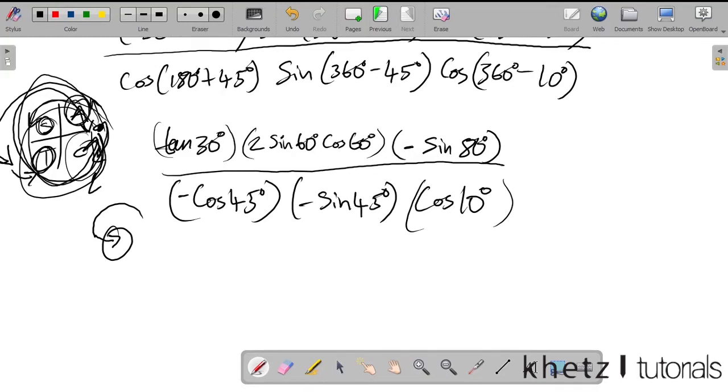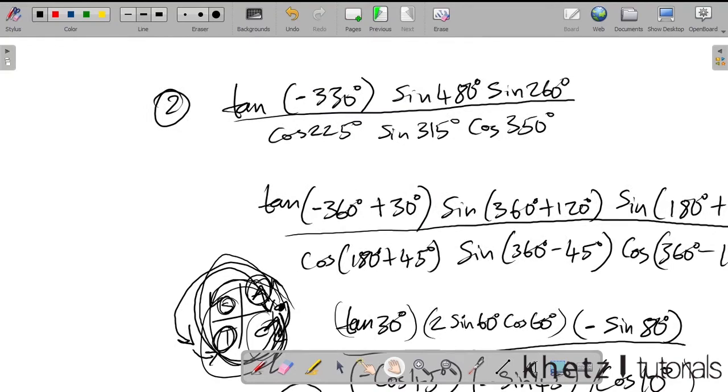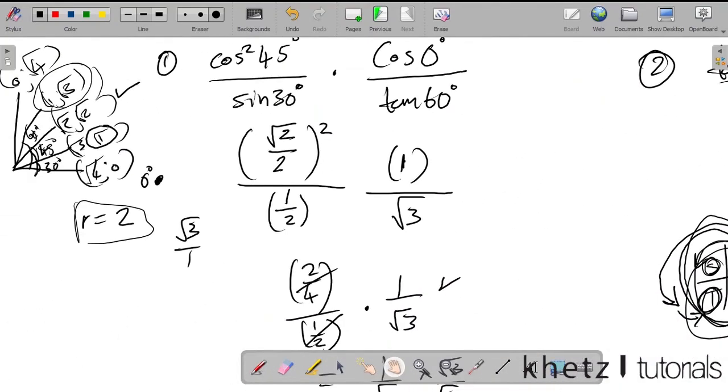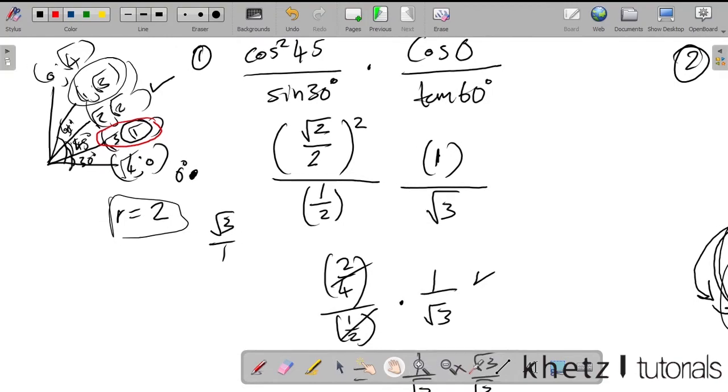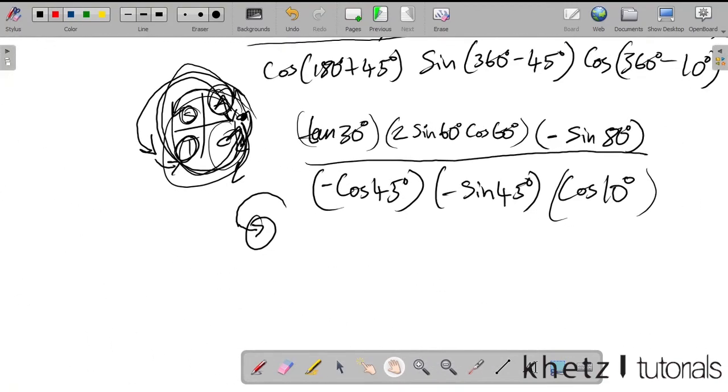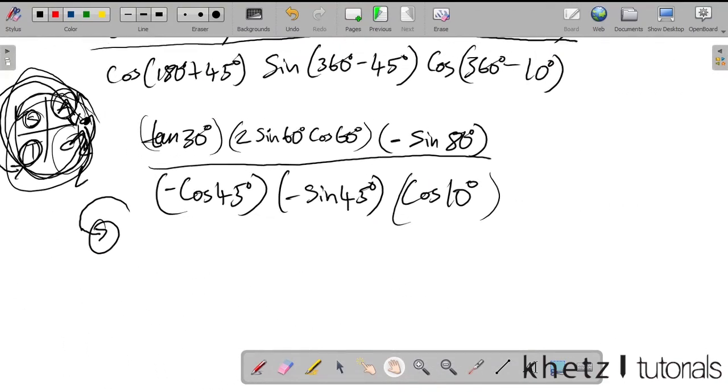So tan of 30 degrees, if you come back to your diagram, which I drew in the previous question, tan of 30 degrees, which should be over here, is your y divided by x. So 1 divided by square root of 3. That is what that is. So 1 divided by square root of 3 is what I expect over there.